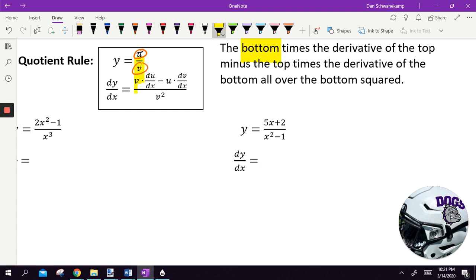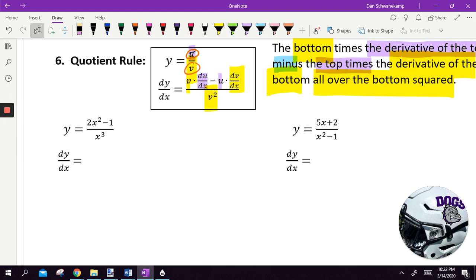So if v is on bottom, it comes first. Bottom times the derivative of the top. Minus the top. So what's on top? Well, that's the top. Times the derivative of the bottom. v. All over the bottom squared. That's hard. You got to memorize that, but that's a lot of words to remember.